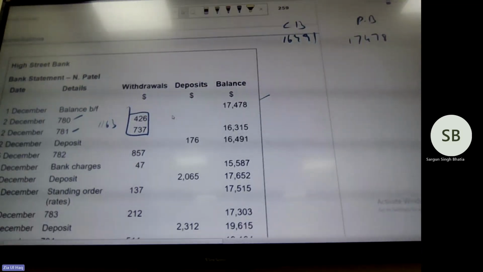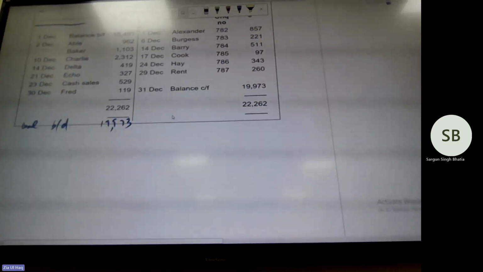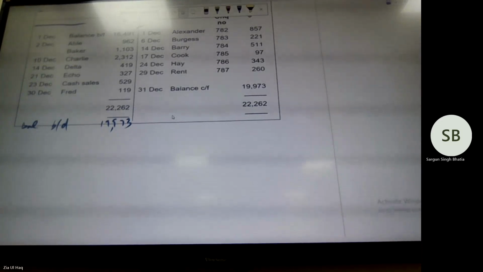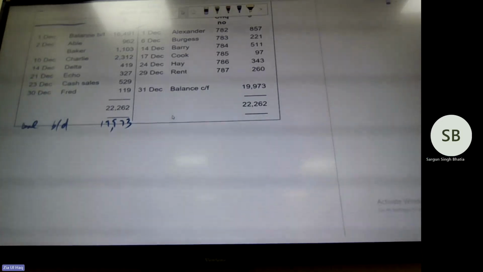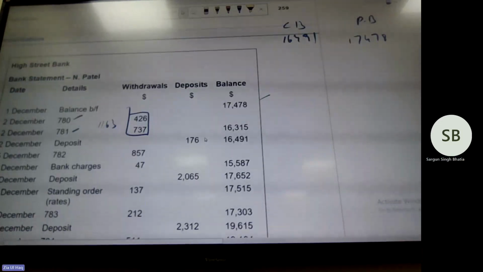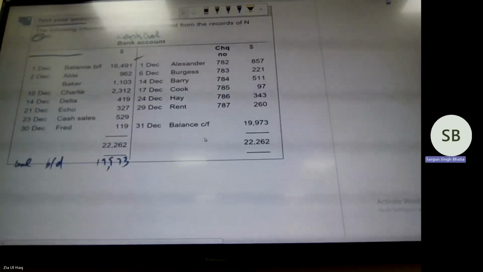So 1163 has been withdrawn in the bank statement. Is there any amount here of 1163? Where is 1163? There is 1160, but there is no amount of 1163. So please do not tally here. One thing.